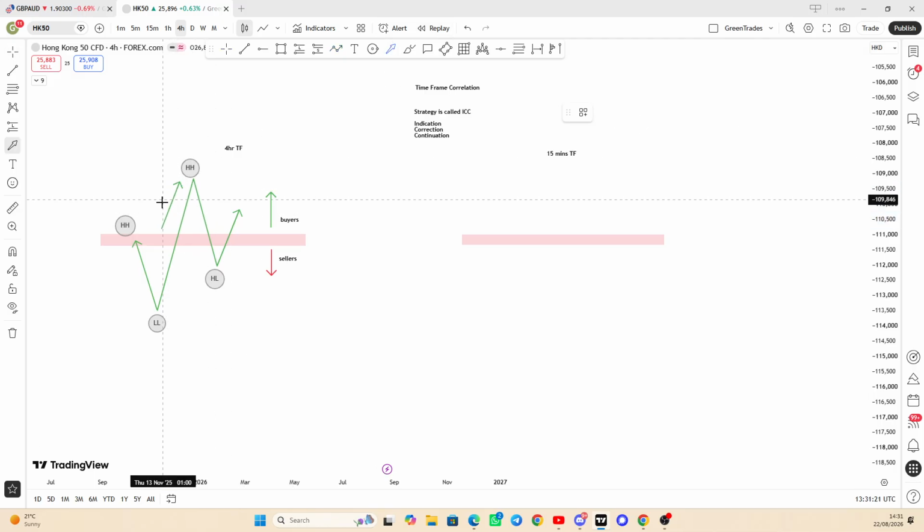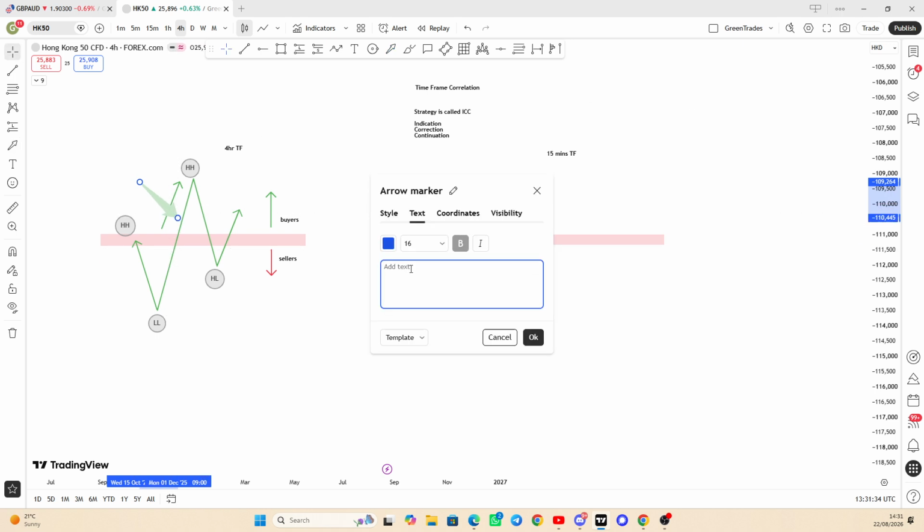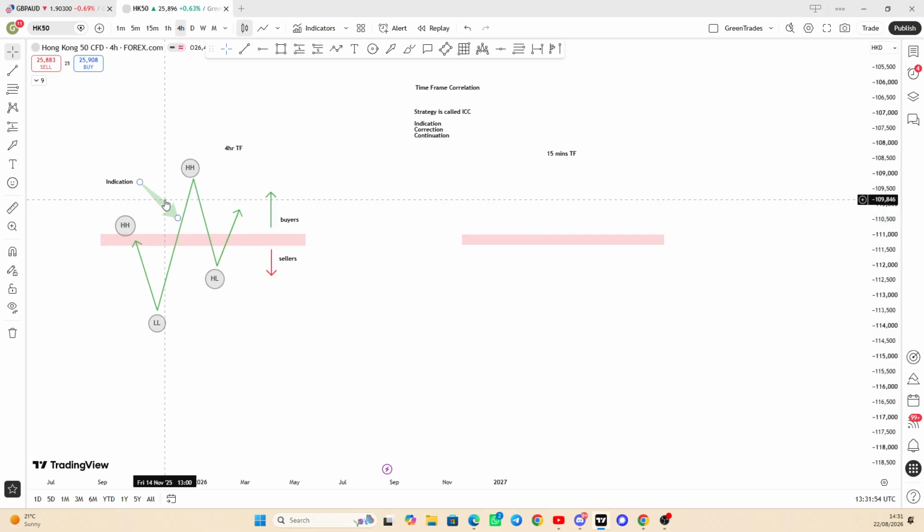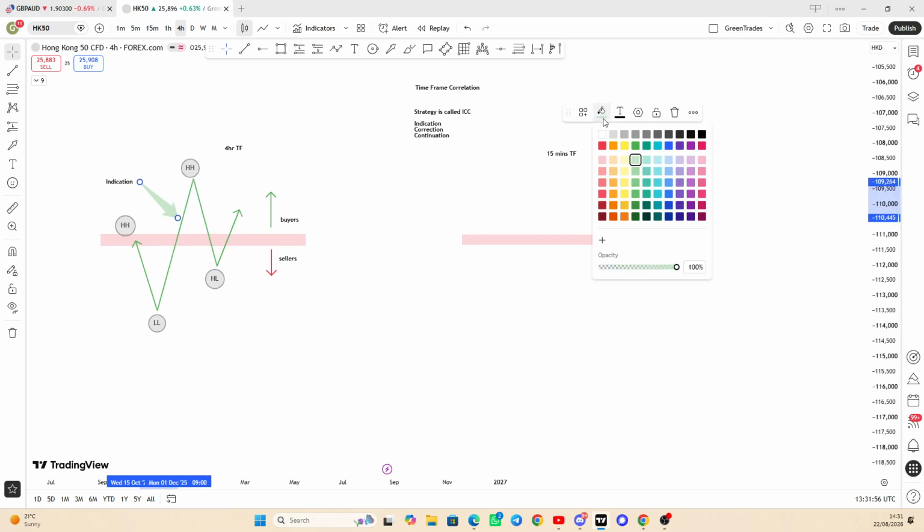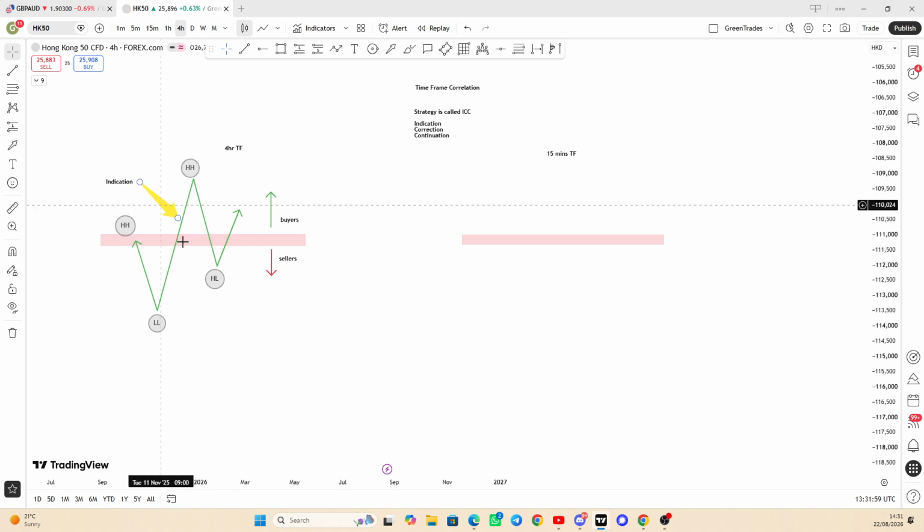Let's do it the other way around. Yeah, I'll delete. That's our indication. Sorry, let me spell it right. Indication. Let's make that black as well. Let's make it maybe 12. All right, so we know that that is our indication. Let's make it a color that stands out a little bit. Yeah, there we go. So that's our indication, right?